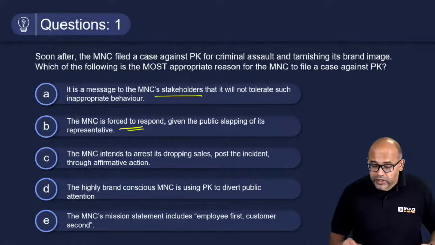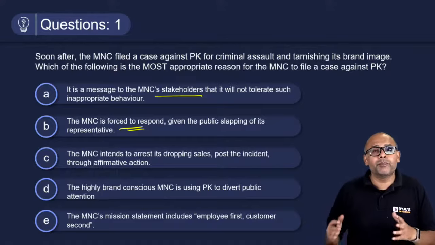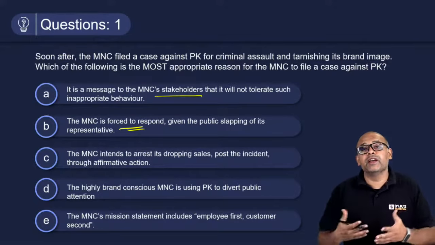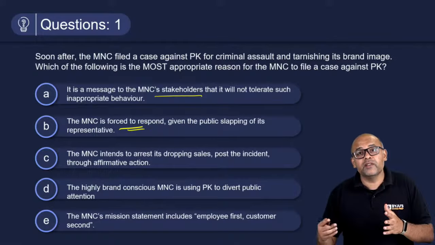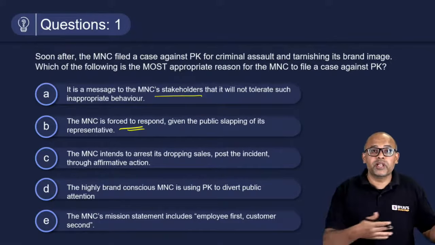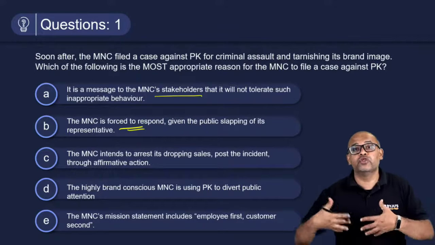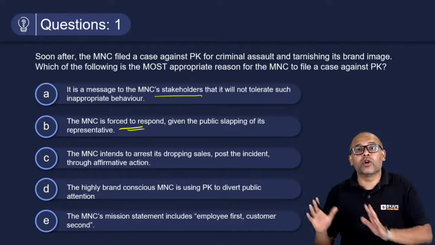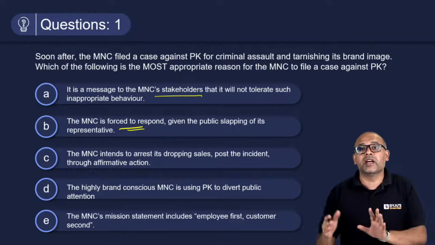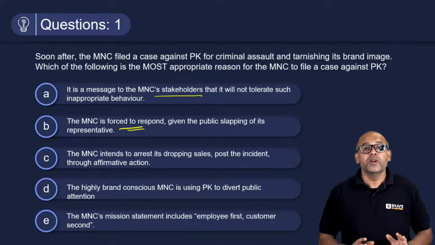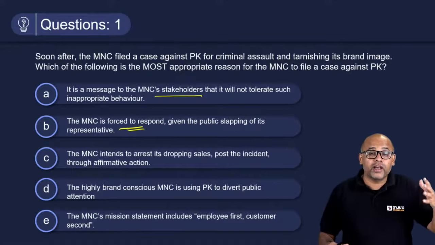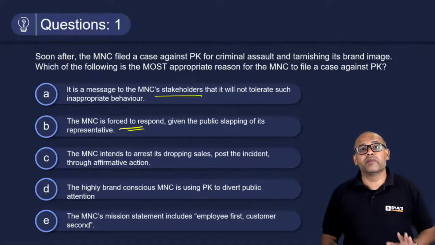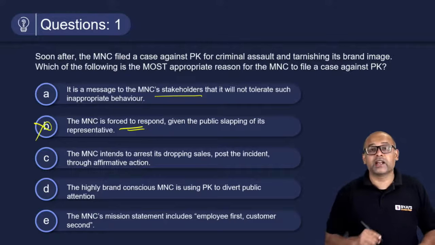The next option says the MNC is forced to respond given the public slapping of its representative. The company should not be forced. It should be in the nature of it. As a company, I should be able to do this not because somebody is forcing me, but because that is my job. That is my moral support to my employees. Assuming there's nothing wrong on their part, because nothing has been mentioned that my employee deliberately did something wrong, somebody coming and hitting my employee on a dais in which my company was involved, well, I have to make sure that I'm sticking with my employee. So I will not say B is the correct reason.